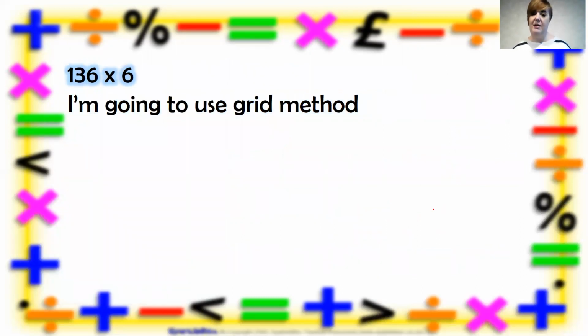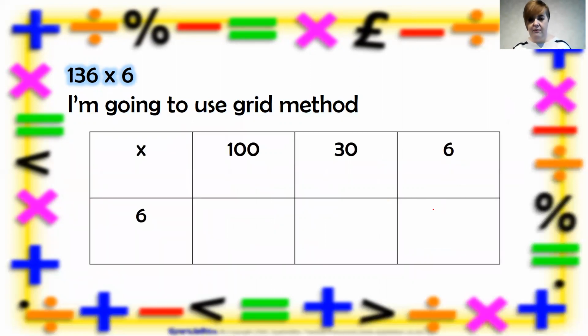Because I really like grid method, so I'm going to use grid method. And as you can see, I've set my grid out ready for me here. There's my multiplying by 6 here. And I've split that 136 up into hundreds, into tens, and into ones as well. Now I'm going to start here. I'm going to do 6 times 6. And 6 times 6 is 36. Okay.